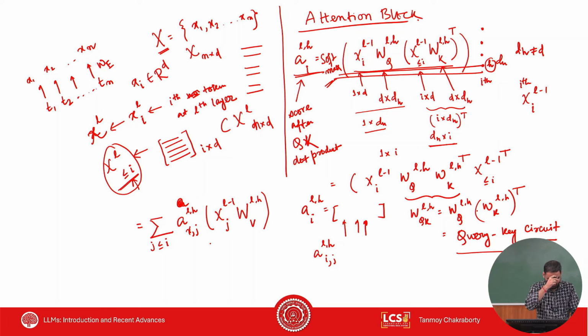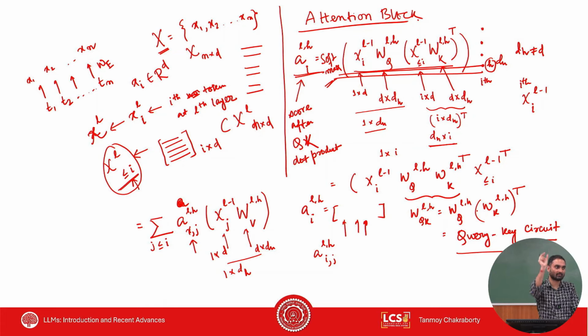Now see this, what is the dimension of this part so far? A_ij is a scalar. What is the dimension of this? This is d. What is the dimension of this? This is d cross d_h, right? So this will produce what? This is 1 cross d, 1 cross d_h, so a 1 cross d_h vector.